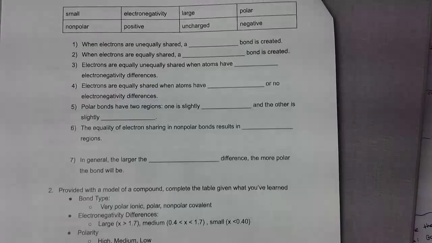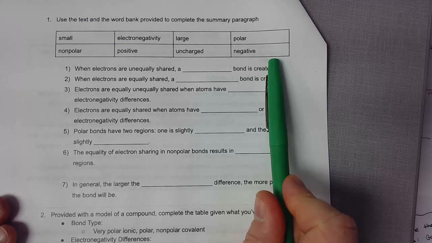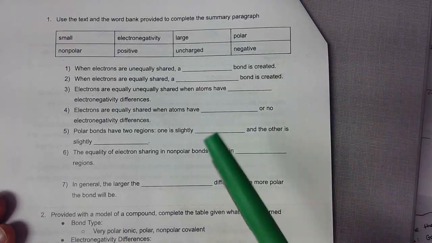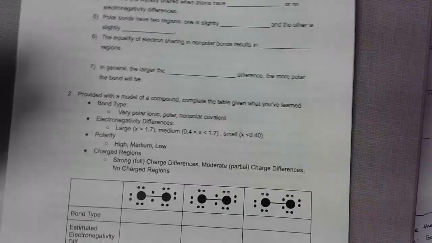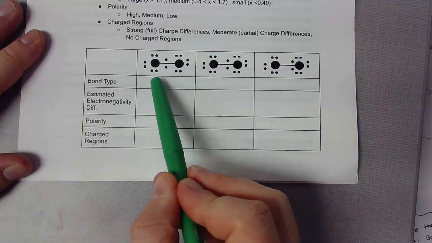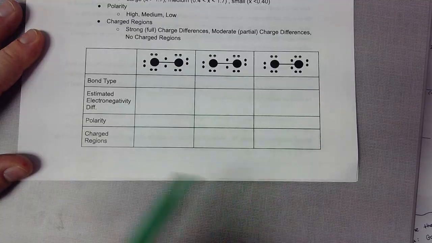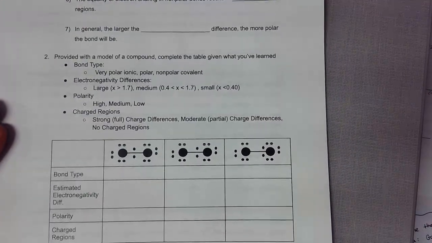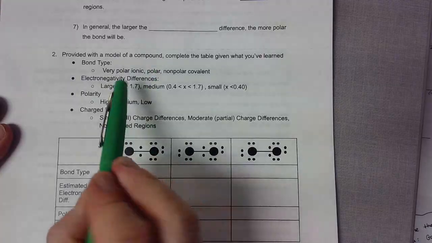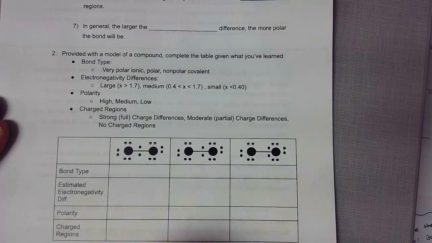On the back, you are using the notes I gave you and the reading I gave you to complete the sentences. Each term is going to be used exactly 1 time. At the bottom, you are using the notes I gave you and the reading I gave you to complete the table. You are going to be plugging in terms and numbers to these boxes. Your options are up above. So your 3 options for bond type are very polar ionic, polar covalent, and nonpolar covalent. You'll place one of each of them here.